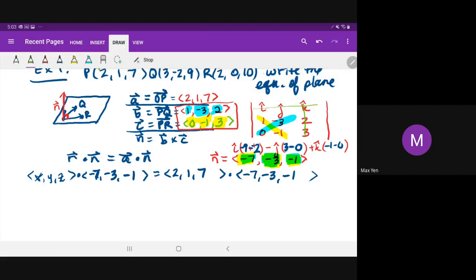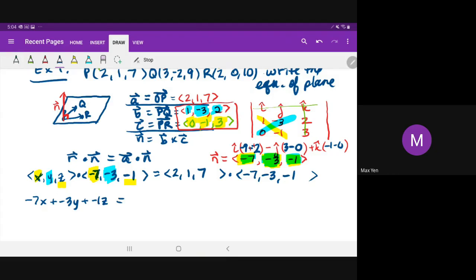Okay, so for this one, I do the dot product. So how do you do the dot product? You multiply these two, right? So you multiply those two, and then you multiply these two, and then you multiply these two, and then we add them, right? So multiply -7 times x, -7x, multiply -3 and y, multiply -1 and z.